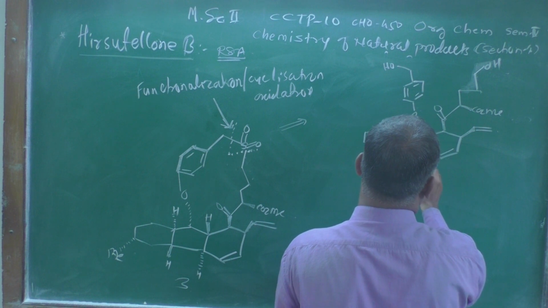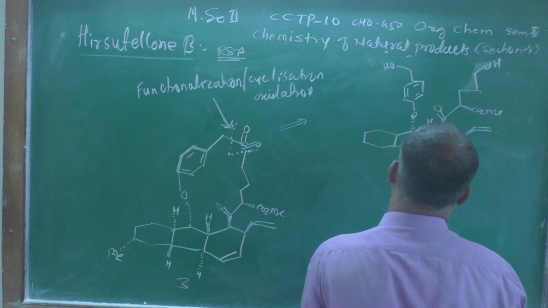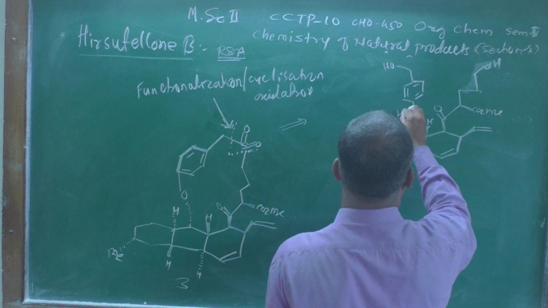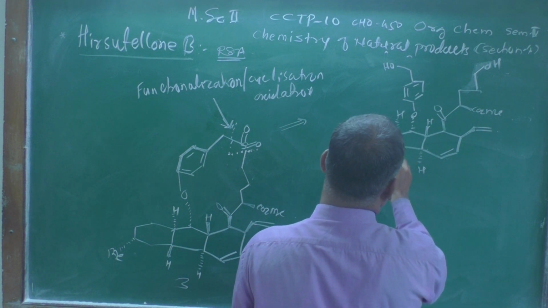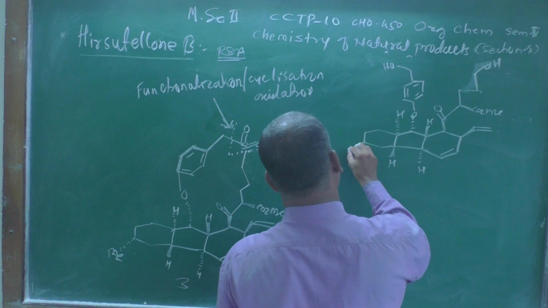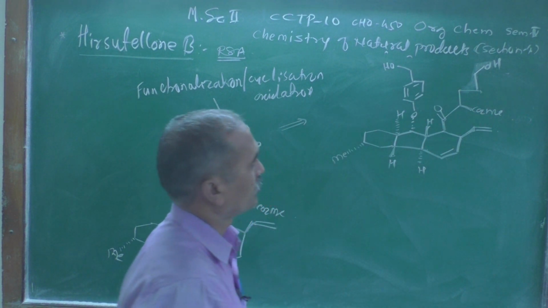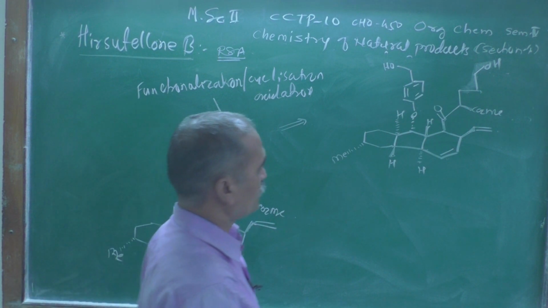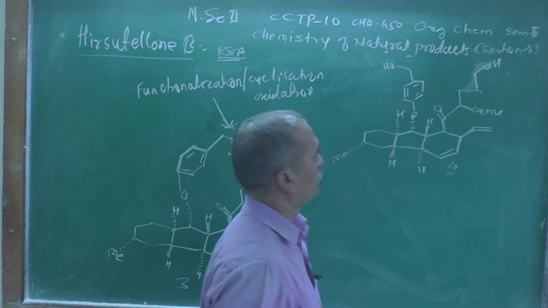This hydrogen atom is below the plane, this hydrogen atom is above the plane, this hydrogen atom is above the plane, and this hydrogen atom should be above the plane, and this methyl group remains as it is, below the plane. And this is the molecule which we got, this is molecule number 4.